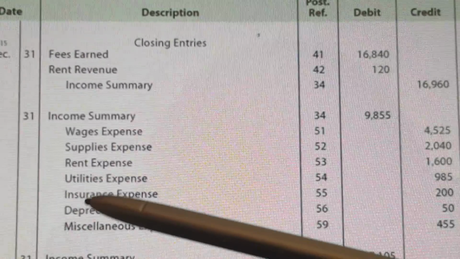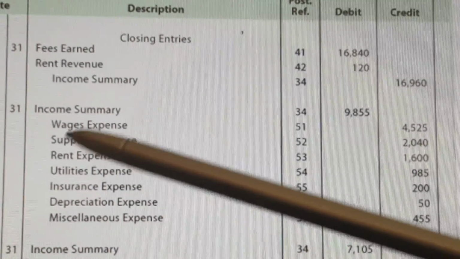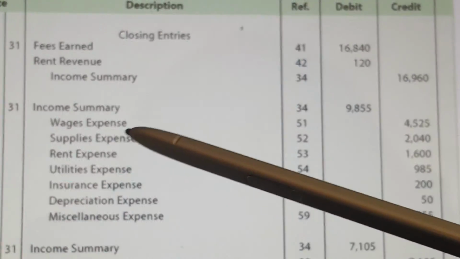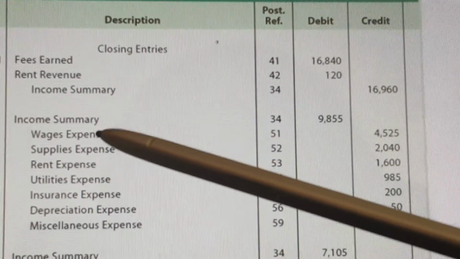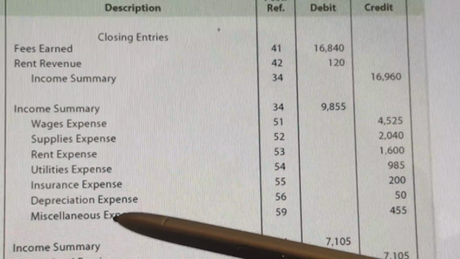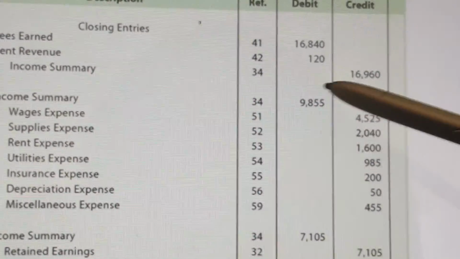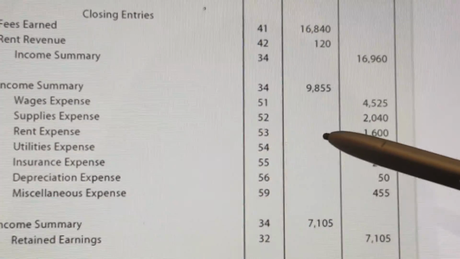Then our second closing entry, please write this down, is to close our expenses, okay? So we're going to debit income summary because to close the expenses, you would need to credit them. So you're going to list each one of your expense accounts. Again, you're going to list each one separately. You're going to total that up, and that's going to be your debit to income summary, okay?